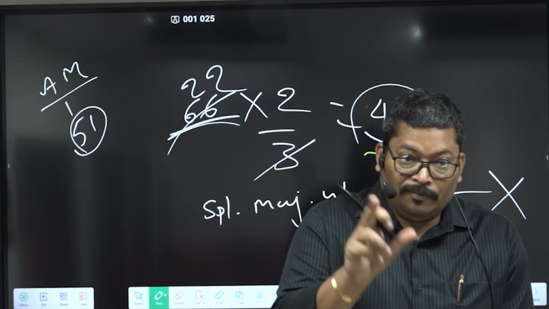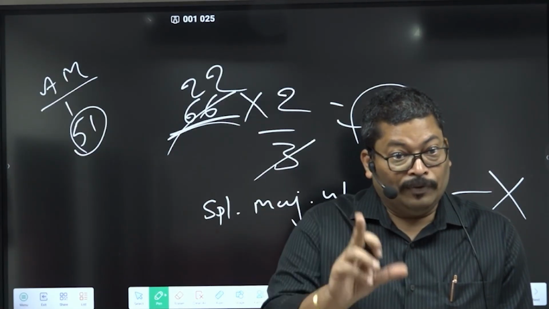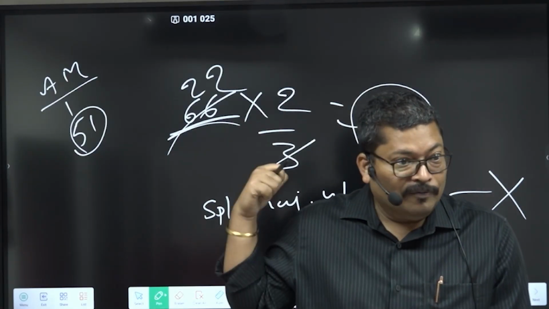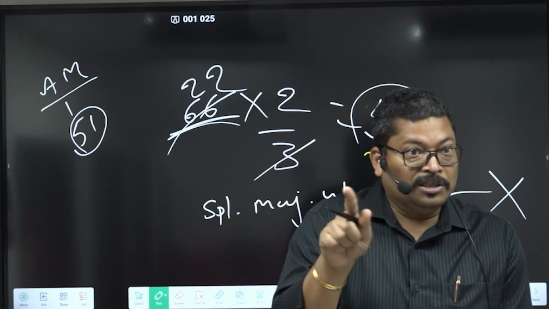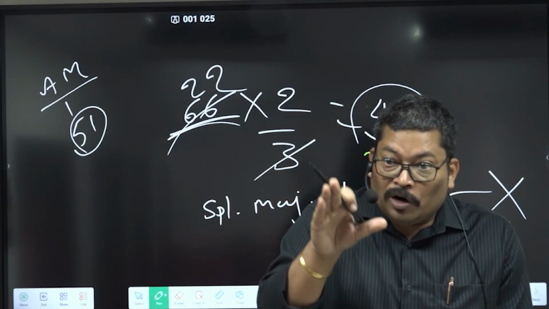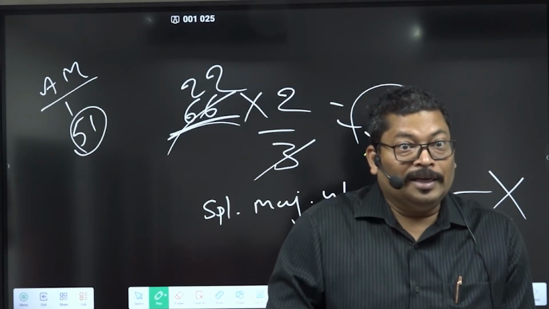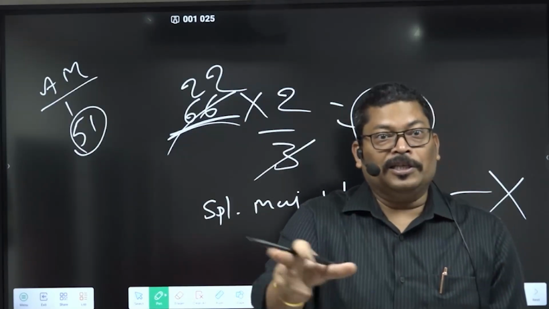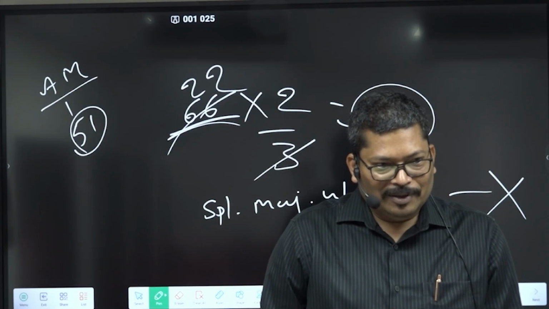If the figure of not less than two-third of present and voting is lower than the figure of absolute majority, then special majority under Article 368 won't be satisfied. If it is equal or greater than the figure of absolute majority, then special majority under Article 368 would be satisfied. Is it okay? Yes.